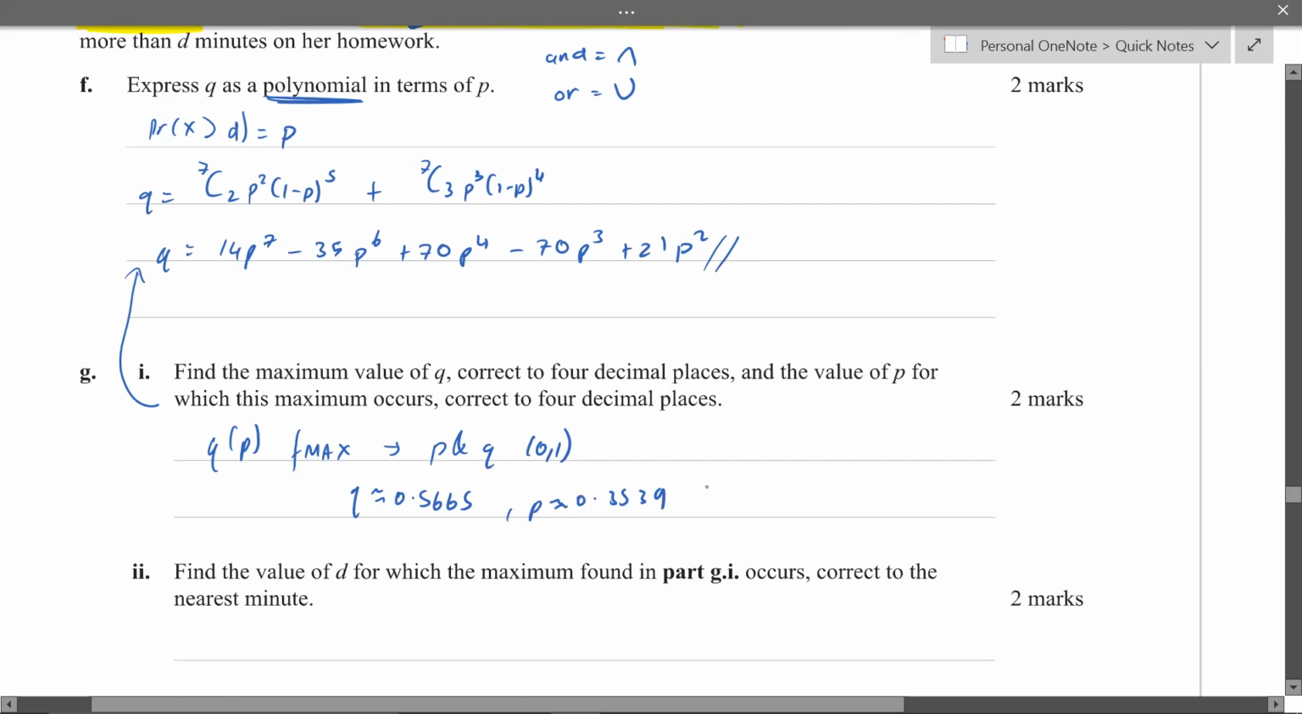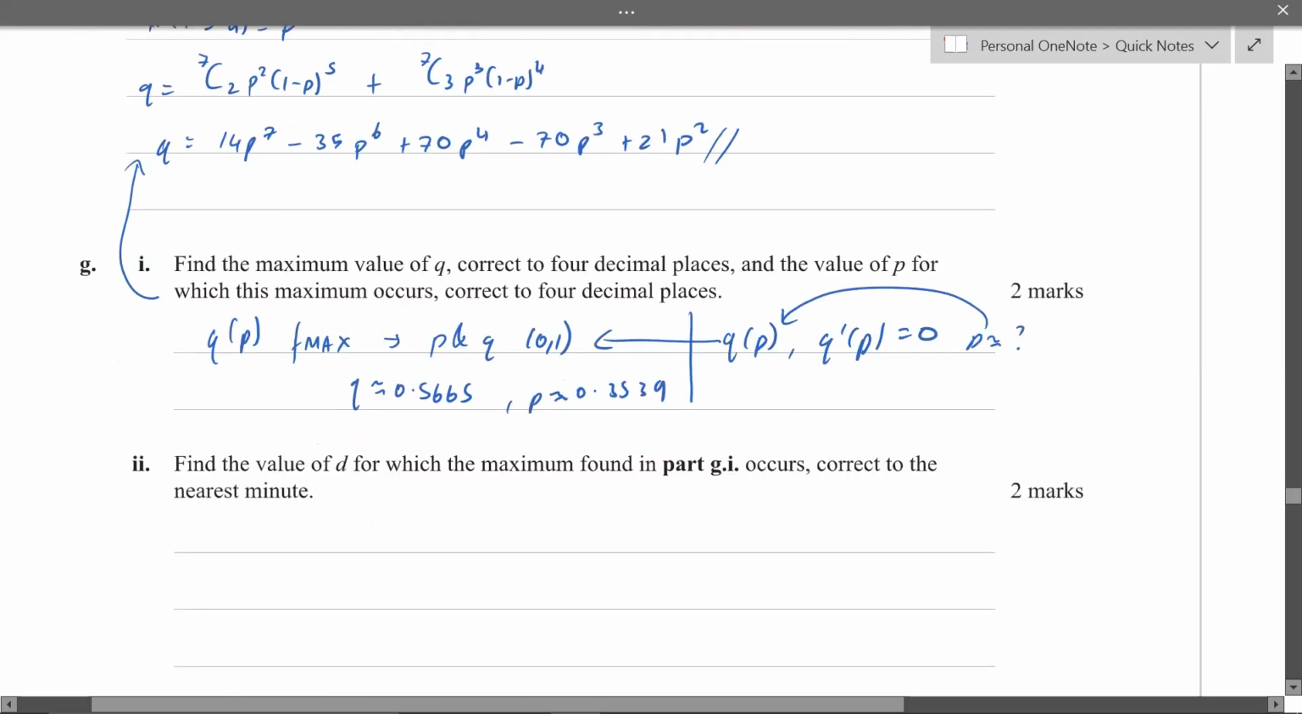But if you don't have that function on your CAS, you could either graph Q of P between the same domain, or you could let the derivative of Q of P equal 0 and solve for P again in the same domain, and then put that back into the function to find Q.